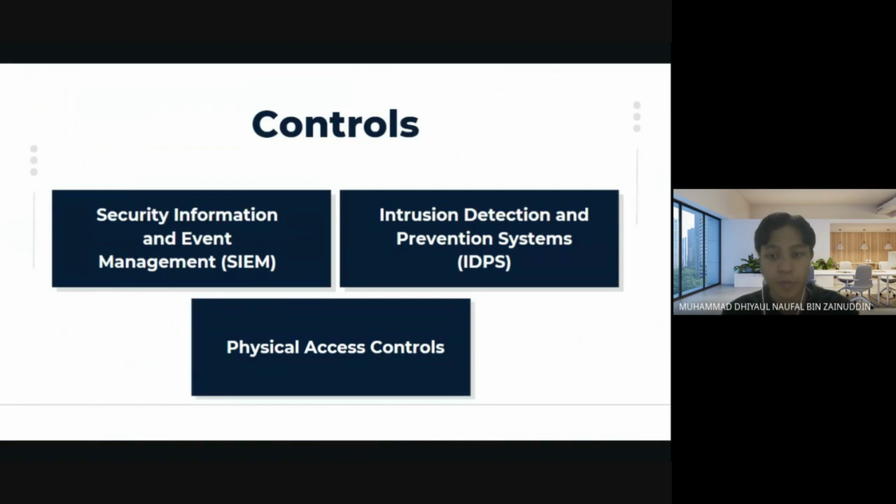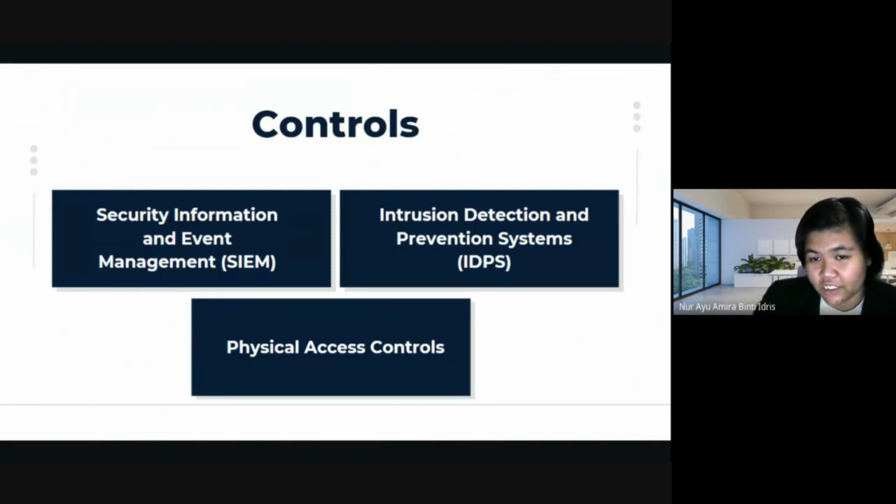So the next one is intrusion detection and prevention system, or called IDPS. So IDPS solutions are deployed to monitor network traffic and detect and block suspicious activity or potential intrusion in real time. This system uses a combination of signature-based and also behavior-based detection mechanisms to identify known attack patterns and also anomalies. So the IDPS can analyze network packets, logs, and system events to detect unauthorized access attempts, malware infection, or other suspicious activities.